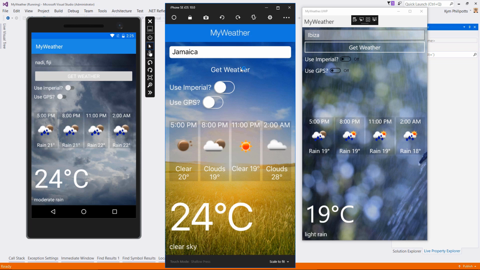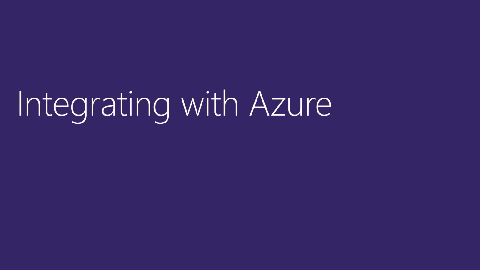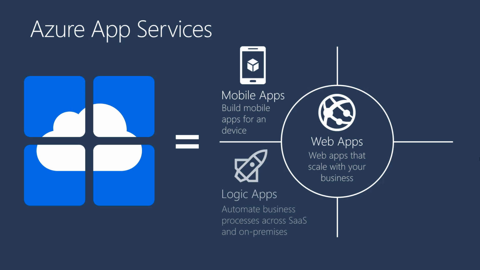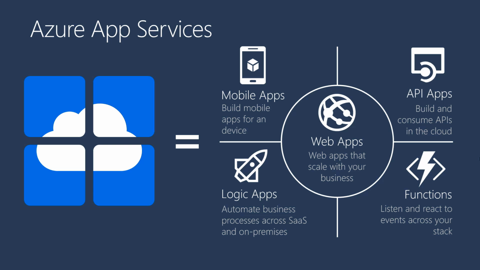Okay, so let's go back to the slides now, because there's one more topic I want to quickly cover off. And that's integrating your applications with Azure, because mobile applications often need a server-side or a cloud-based component. And that lets you serve updated content to your users, send notifications, or securely store user-generated content. And as mobile developers, our primary connection point to Azure is Azure App Services. App Services is a cloud platform specifically designed for web and mobile applications, and it encompasses a number of different services such as web apps, mobile apps, API apps, logic apps, and function apps.